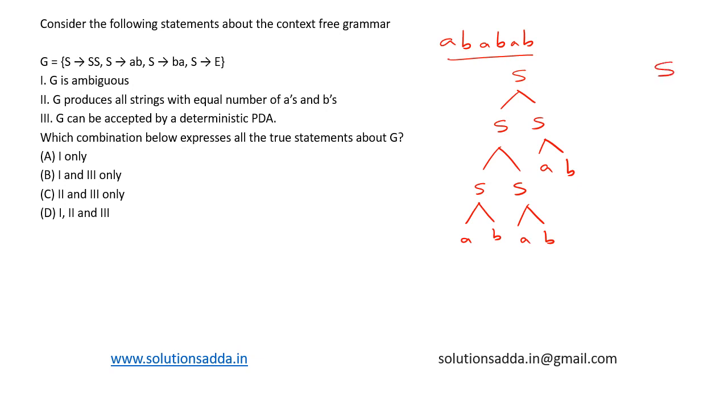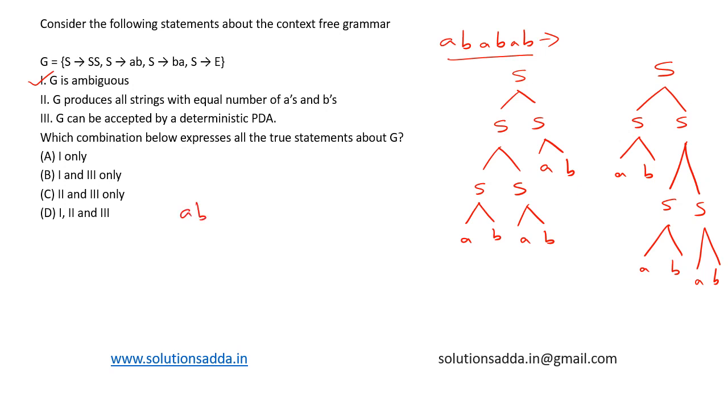Now one more parse tree is possible, that is S derives SS. Now this S can derive AB, this S can again derive SS, and this S can derive AB. Similarly, this S can derive AB. In this manner, more than one parse tree is generated for the same input string. So G is ambiguous. This is correct. Second point: G produces all strings with equal number of A's and B's. Here, the grammar is able to produce input strings of the form AB followed by BA, or AB, AB.